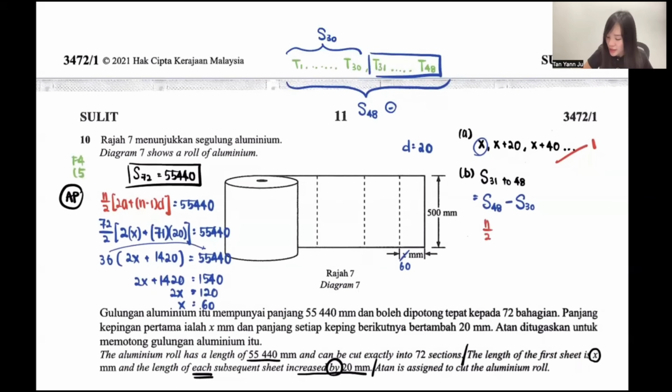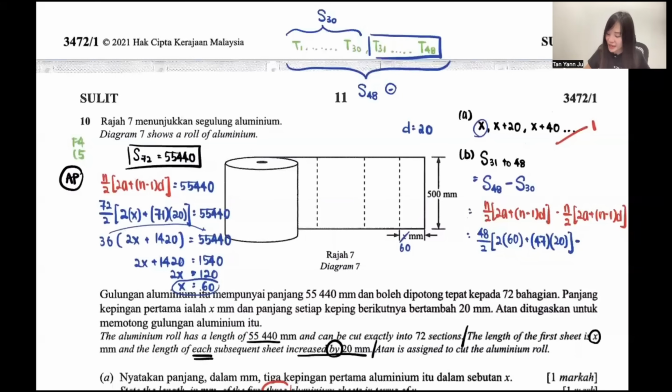So now let's use the formula. N over 2 bracket 2A plus N minus 1 times D. That's always how the SN formula looks like. Can you see? Just sub inside. Your N is 48 over 2, bracket 2. Your A, guys, your A is X. Your X, you already got 60. 48 minus 1 is 47. The D is 20. Okay? Minus, the N here again is 30. 30 over 2, bracket 2. The A is 60. The N again is 31 minus 1, 29. The D is 20. Okay.